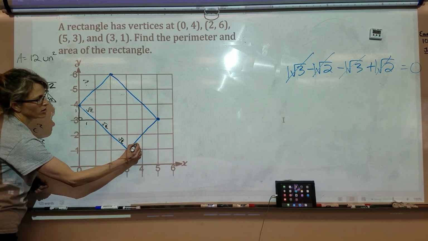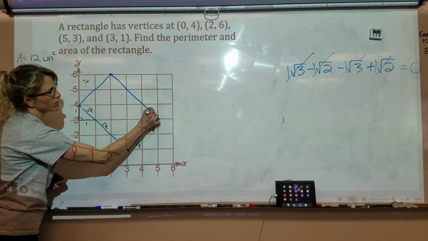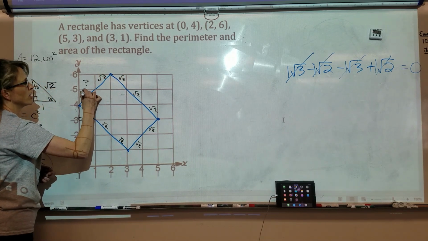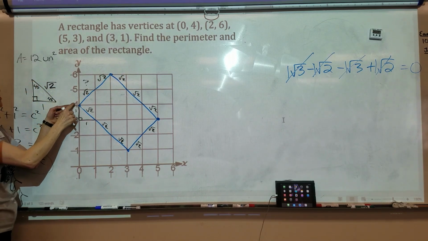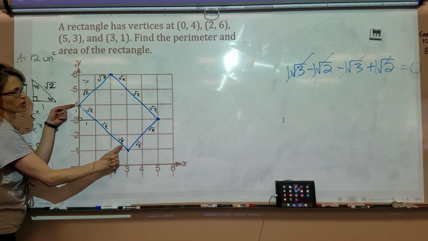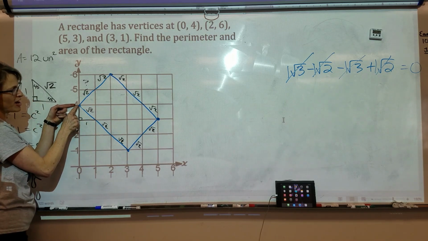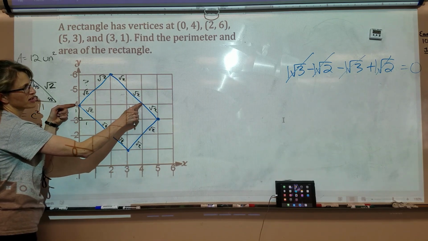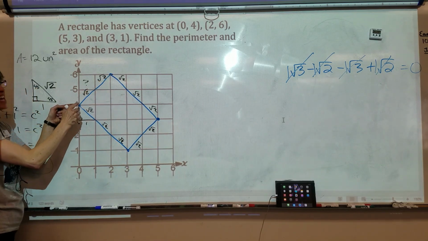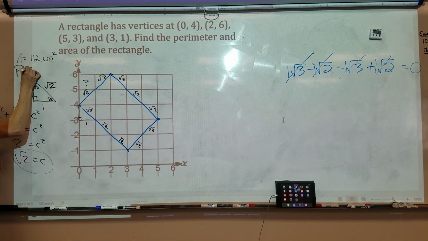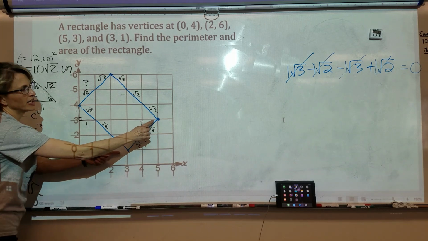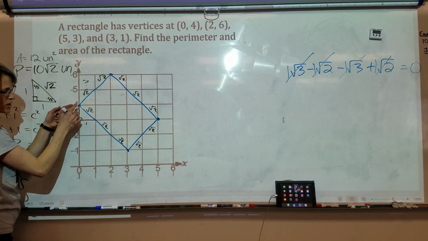This is root 2. Root 2, root 2, root 2, and so on around the shape. How many root 2's, if I'm walking along and measuring the perimeter, I'm going to come across? 1, 2, 3, 4, 5, 6, 7, 8, 9, 10 root 2's for perimeter. Units.